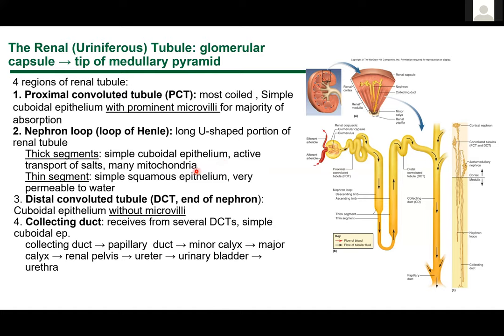So if I'm transporting salts using a pump, why would I have lots of mitochondria in this thick segment area? Are the pumps ATP driven? They are indeed. So it would stand to reason that you would need mitochondria to produce that ATP, right? Very good. Yeah, so where you have ATP need, you must put ATP factories.